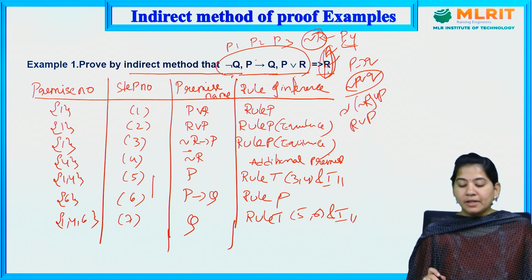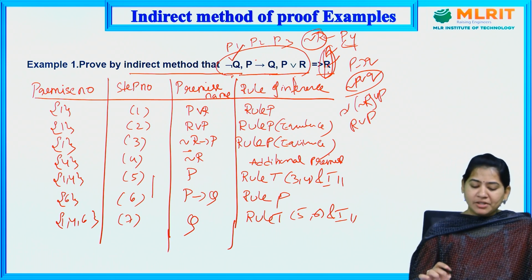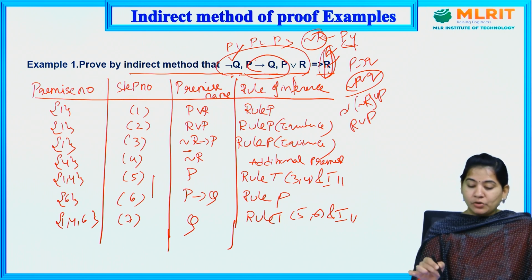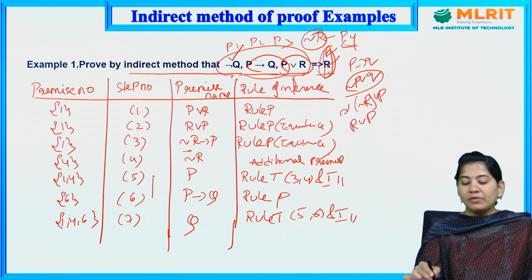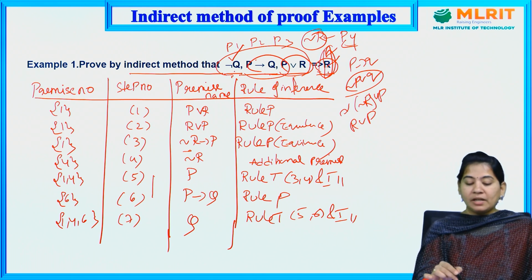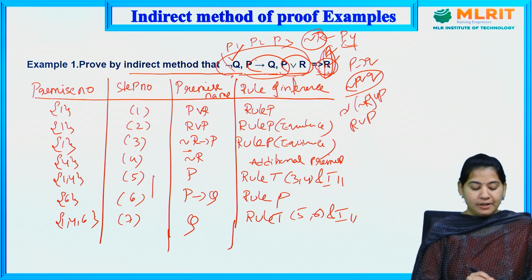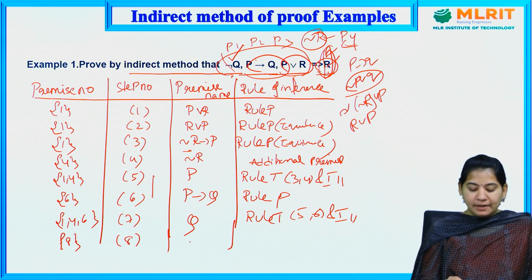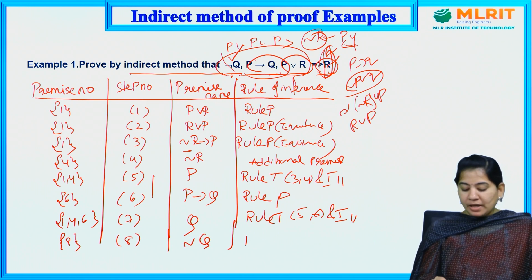Now here we have used negation. We have used P implies Q, we have used P or R, and we have used negation R also. Then we are left over with negation Q here, so just include that negation Q here. Premise number is 8, step number is 8, negation Q, and this is called rule P.